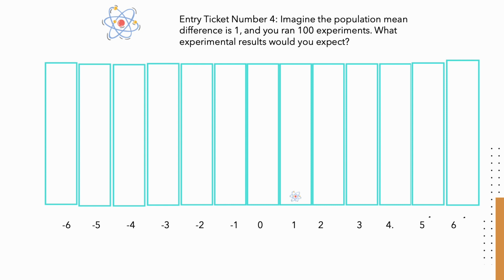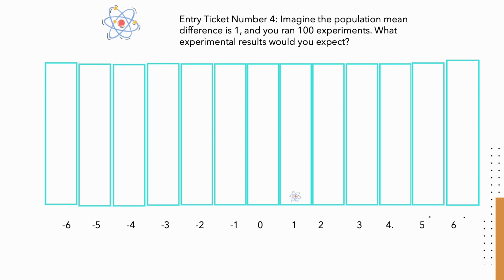Now I want you to use logic. Assume the population result is 1, where female frogs are louder than male frogs by 1 unit. And you ran this experiment 100 times. What experimental results do you think you would obtain? This is entry ticket problem number 4.